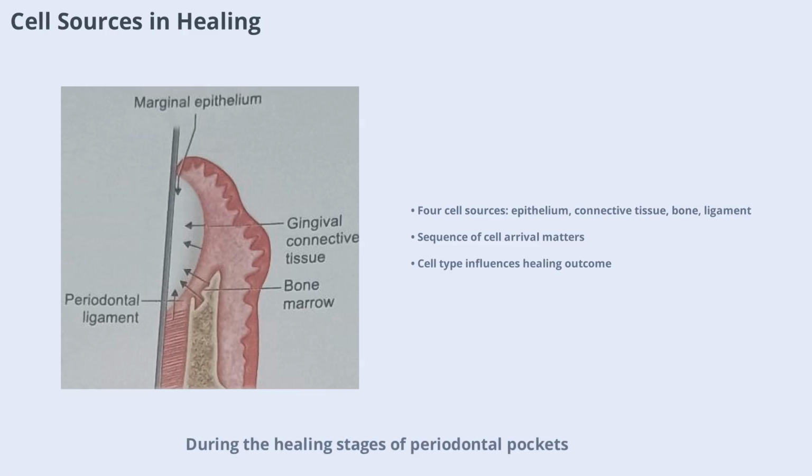During the healing stages of periodontal pockets, the area is invaded by cells from 4 different sources: epithelium, gingival connective tissue, bone, and the periodontal ligament. Each of these cell types plays a unique role in the healing process, and the sequence in which they arrive can determine the final outcome. Understanding these cellular dynamics is crucial for predicting and guiding periodontal healing.